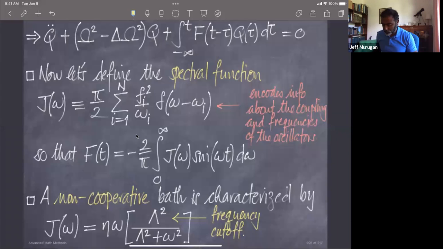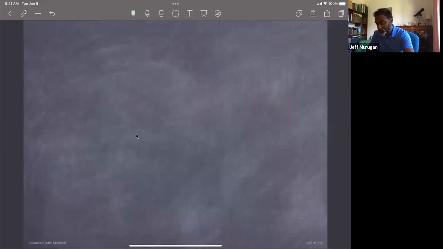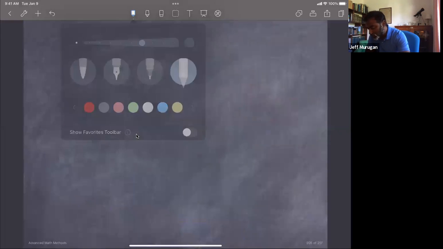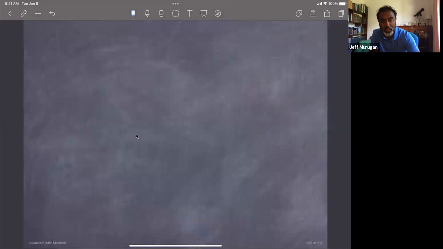So we've now chosen a specific spectral function. With this spectral function, we can then go ahead and calculate what the memory function is.